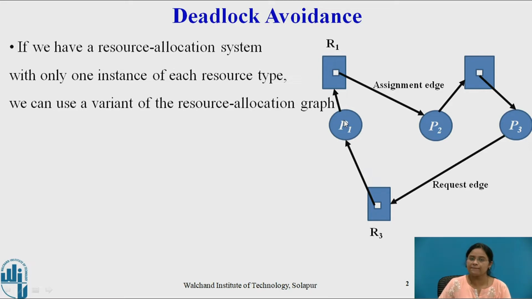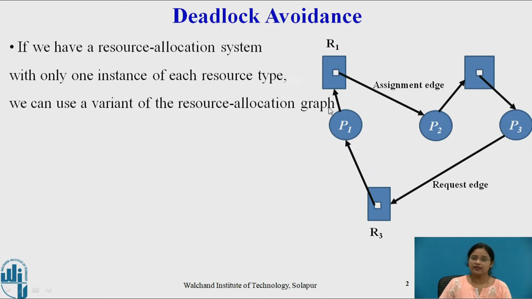Means what? P1 may request resource R1 in the near future. Similarly, one instance of that resource is allocated to process P3. So, R2 is allocated to process P3 and P3 may request an instance of resource R3 in the near future. All these resources have a single instance and these instances are allocated to each process. R3 is allocated to P1, R1 is allocated to P2 and R2 is allocated to P3.